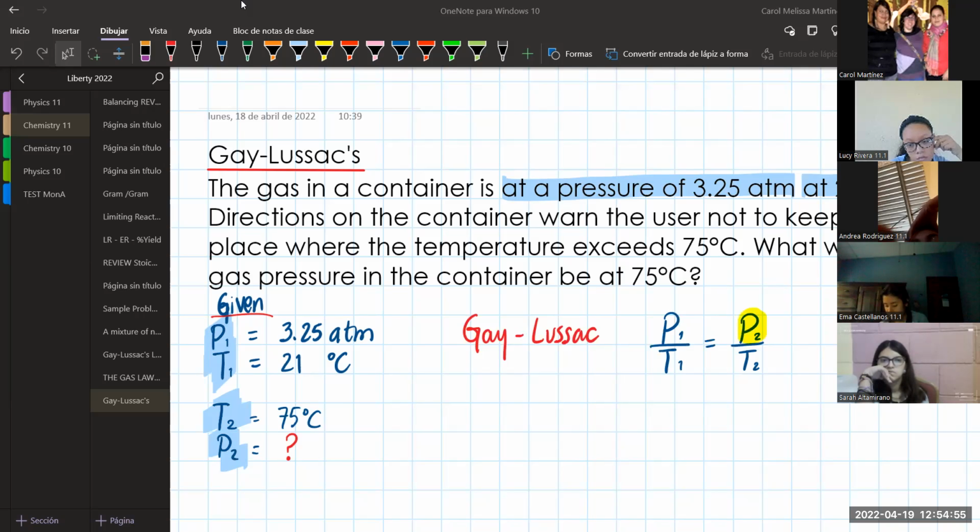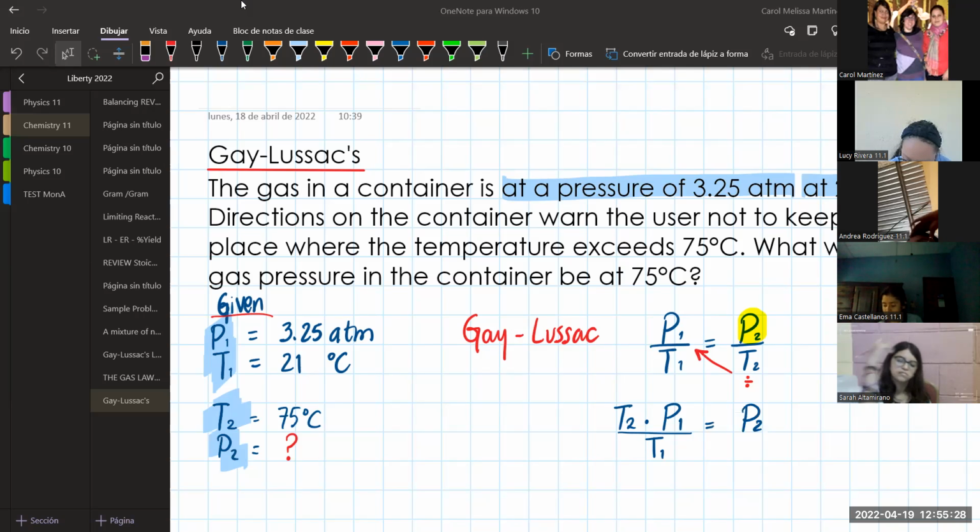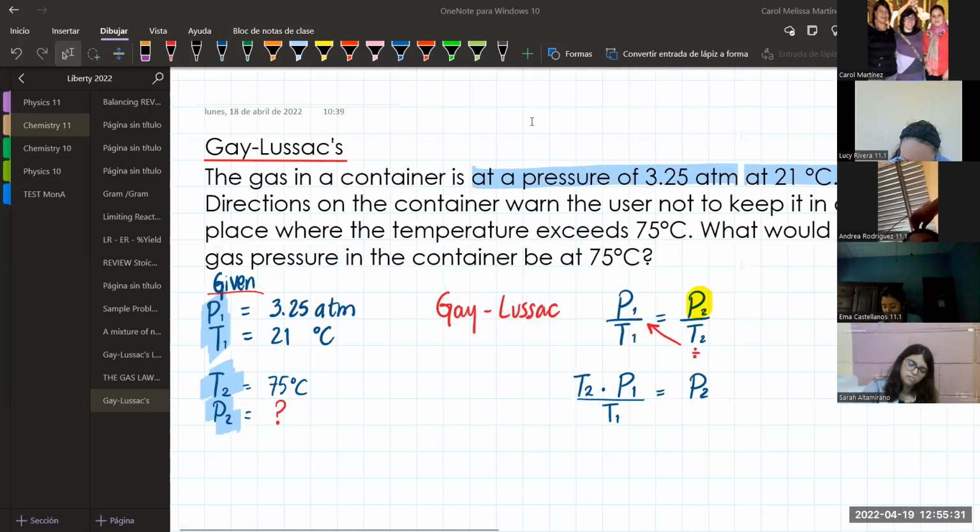So in this exercise, I'm isolating P2, which means that I just need to remove T2 from the bottom. T2 is doing a division, so when you move it to the other side, it's going to be doing a multiplication. So in the end, this isolation is going to be T2 times pressure 1 over temperature 1 equal to P2. And all I need to do is replace it by our givens.